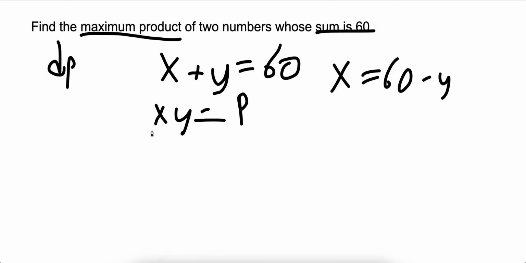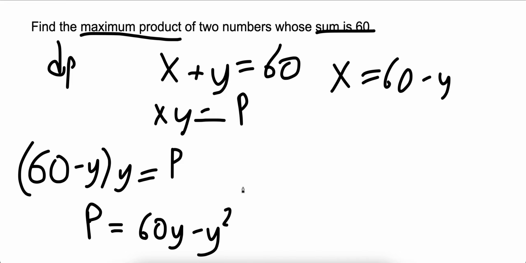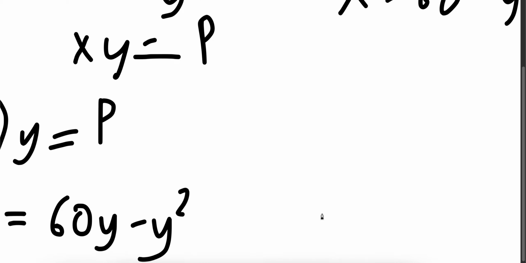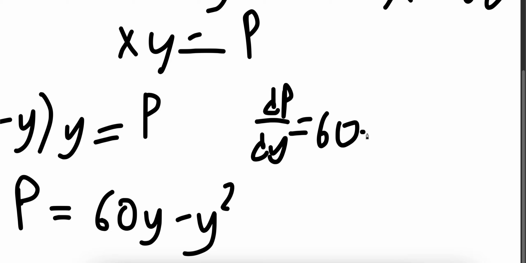Then we put x, which equals 60 minus y, back into the original product equation. So we'll have 60 minus y times y equals the product. Eventually we'll get the product equals 60y minus y squared. Since we're optimizing the product, we take its derivative with respect to y: dp over dy is 60 minus 2y.